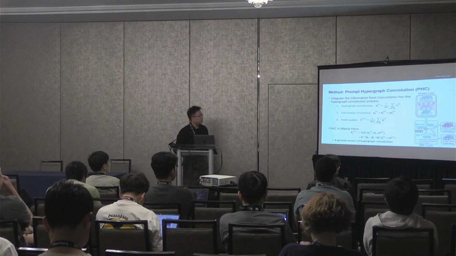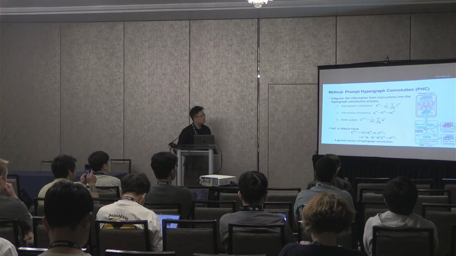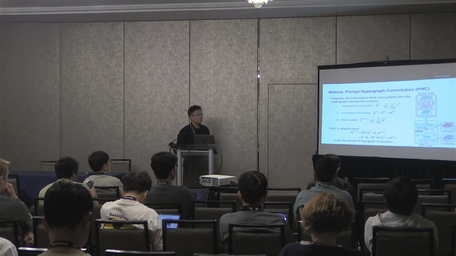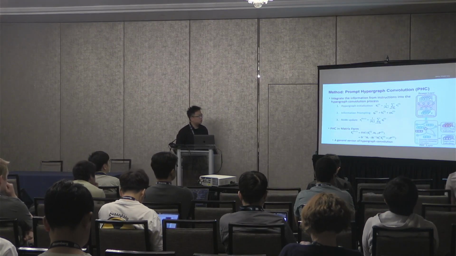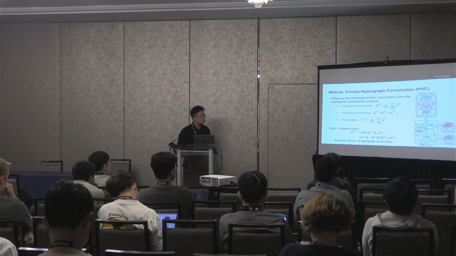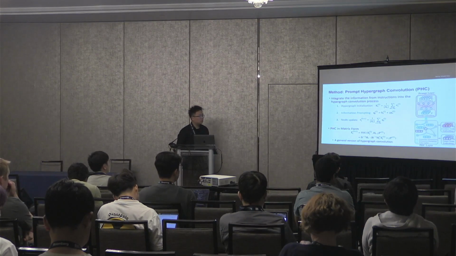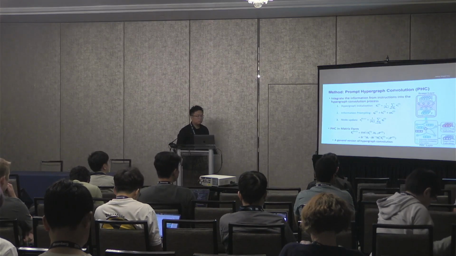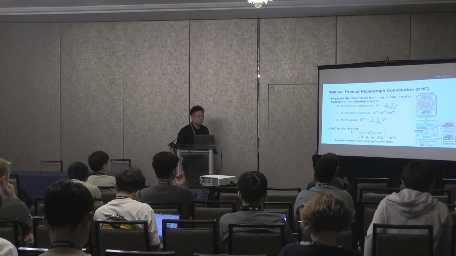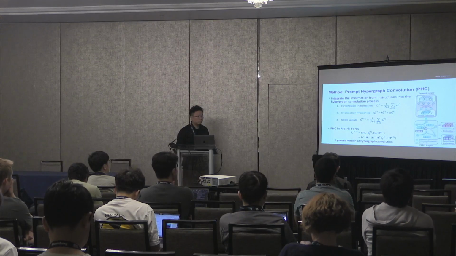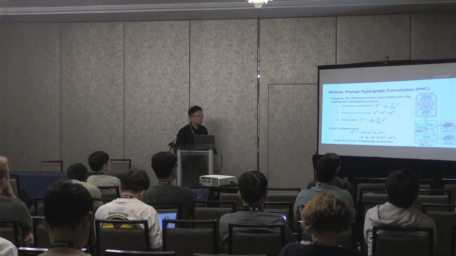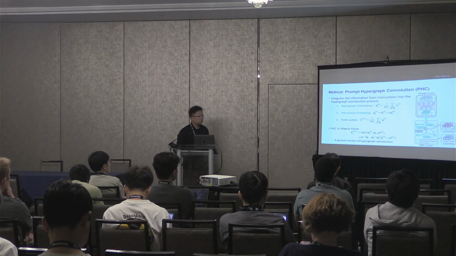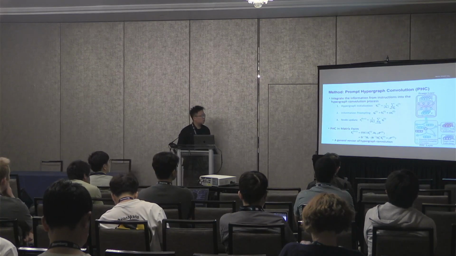To integrate the information from the instructions into the hypergraph convolution process, we devise a novel prompt hypergraph convolution, which we call a PHC layer. First, we initialize hyperedge information based on its connected nodes. Then we fuse the hyperedge information with a corresponding prompt embedding, which is encoded from the text-based instructions. Finally, we update the target node embedding by aggregating the fused embedding from all its connected hyperedges.